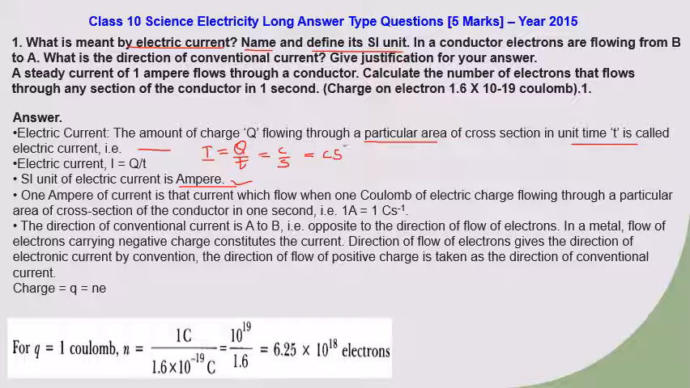Now we also have to define 1 ampere. So 1 ampere can be defined as when 1 coulomb of electric charge flows through a particular area of cross section of the conductor in 1 second. So here we can define 1 ampere.